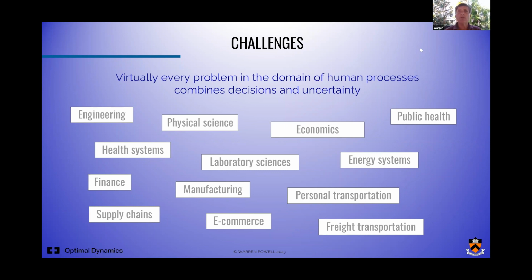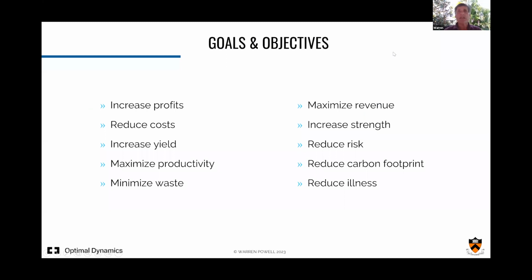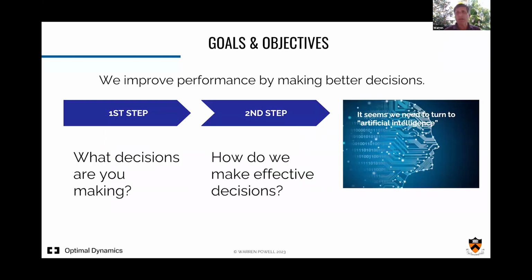Now, whenever you're working in one of these problems, you're going to be trying to do something better. And so you're going to have various goals and objectives: increasing profits, reducing costs, maximizing productivity, reducing illness, whatever your goal is. Now, the challenge is, if you want to do something better, it means that you're going to have to make better decisions.